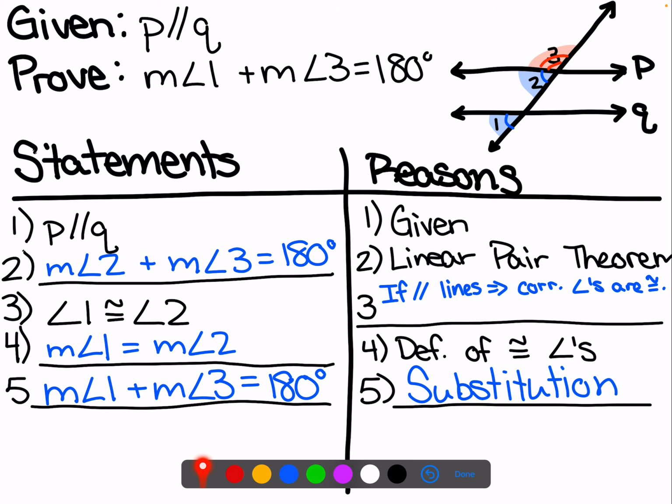Lastly, I'm going to go ahead and replace angle 2 with angle 1. That will give me the measure of angle 1 plus the measure of angle 3 is equal to 180 degrees, and that's by substitution. So I just substituted in, and again, that's what we're trying to prove. Angle 1 plus the measure of angle 3 is equal to 180 degrees. Which just shows us that same-side exterior angles are indeed supplementary. So with that, this proof is complete.